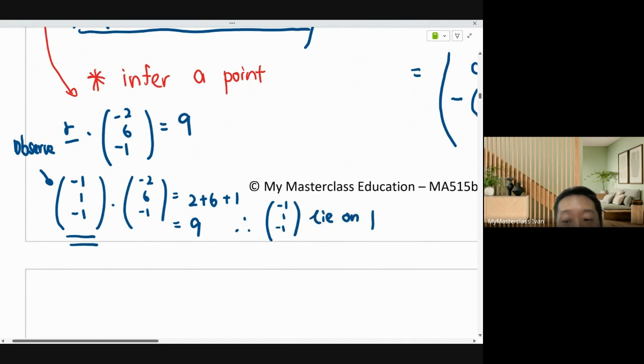lies on the plane. So this is a super important skill. You must know how to observe and determine the point that can lie on the plane.